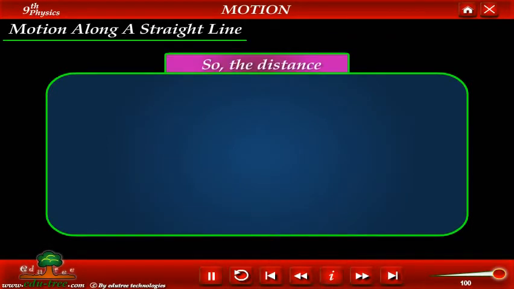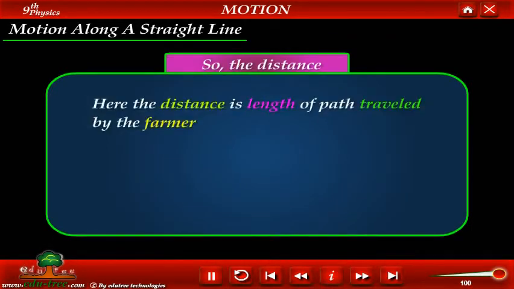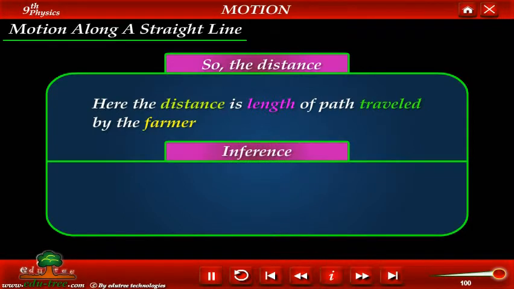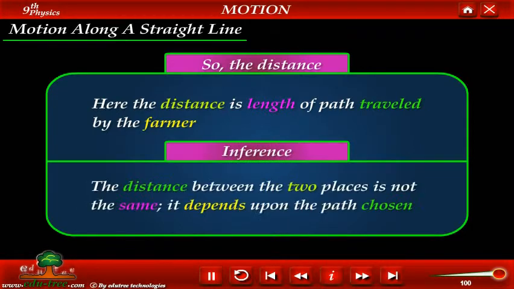So, the distance. Here the distance is the length of the path traveled by the farmer. Inference. The distance between the two places is not the same. It depends upon the path chosen.